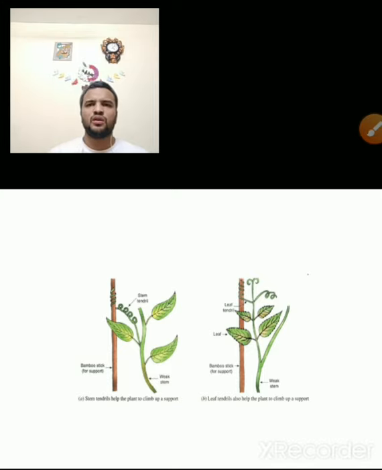So this is about the tropic movements, and tropic movements are mainly growth related movements. Once again I will conclude here. Tropic movements are responses to a stimulus which lead to growth related movements. Tropic movements are studied under the following headings: phototropism, hydrotropism, geotropism, chemotropism and thigmotropism. So students, we will talk about nastic movements in the next video. Thank you.